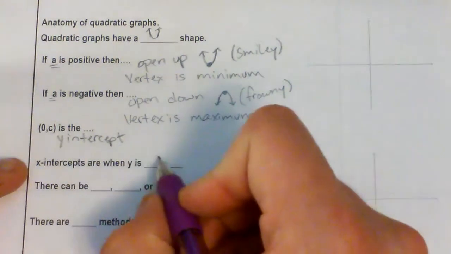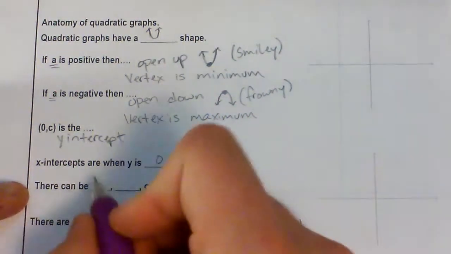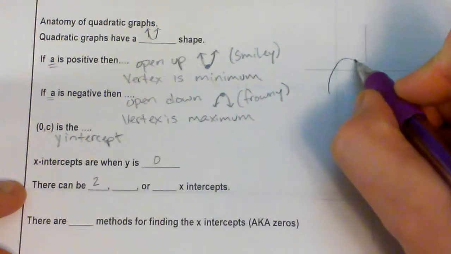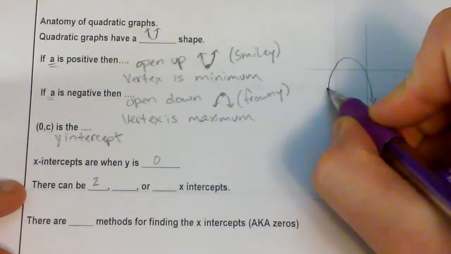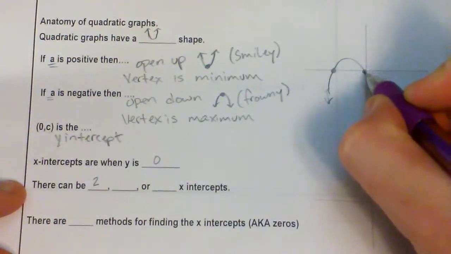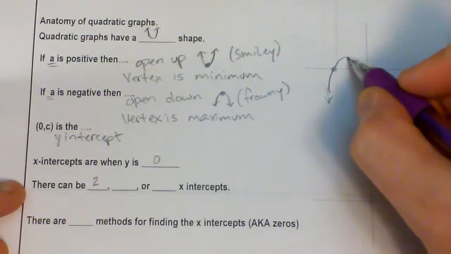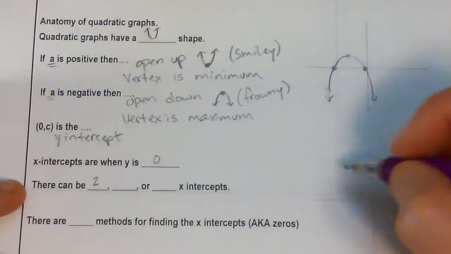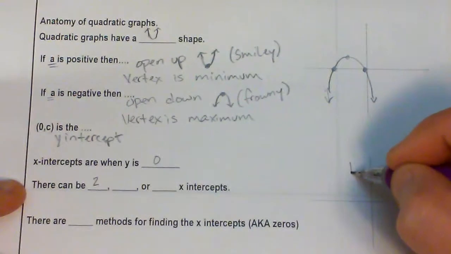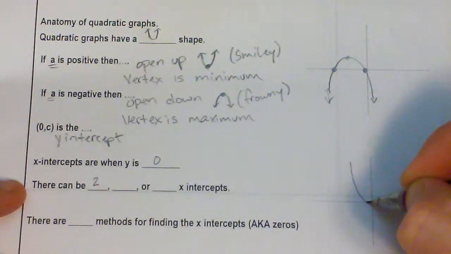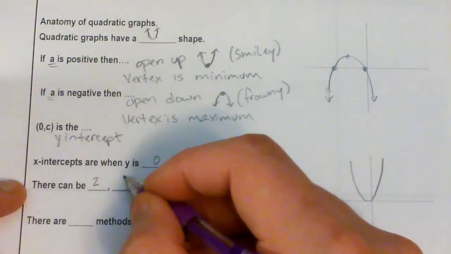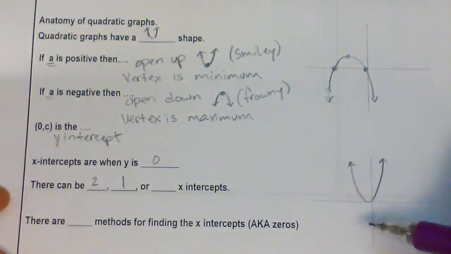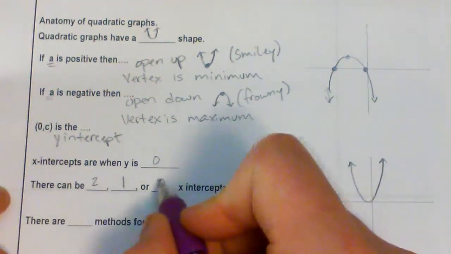X-intercepts are when y is 0, and there could be two of those. So for example, it might look like this. This has two x-intercepts here. A is negative because the vertex is a maximum. Or we could have something that has one x-intercept. Maybe the vertex just touches the line and comes back up. That's a possibility. And then since these curve, we can imagine one that just misses the x-axis altogether.